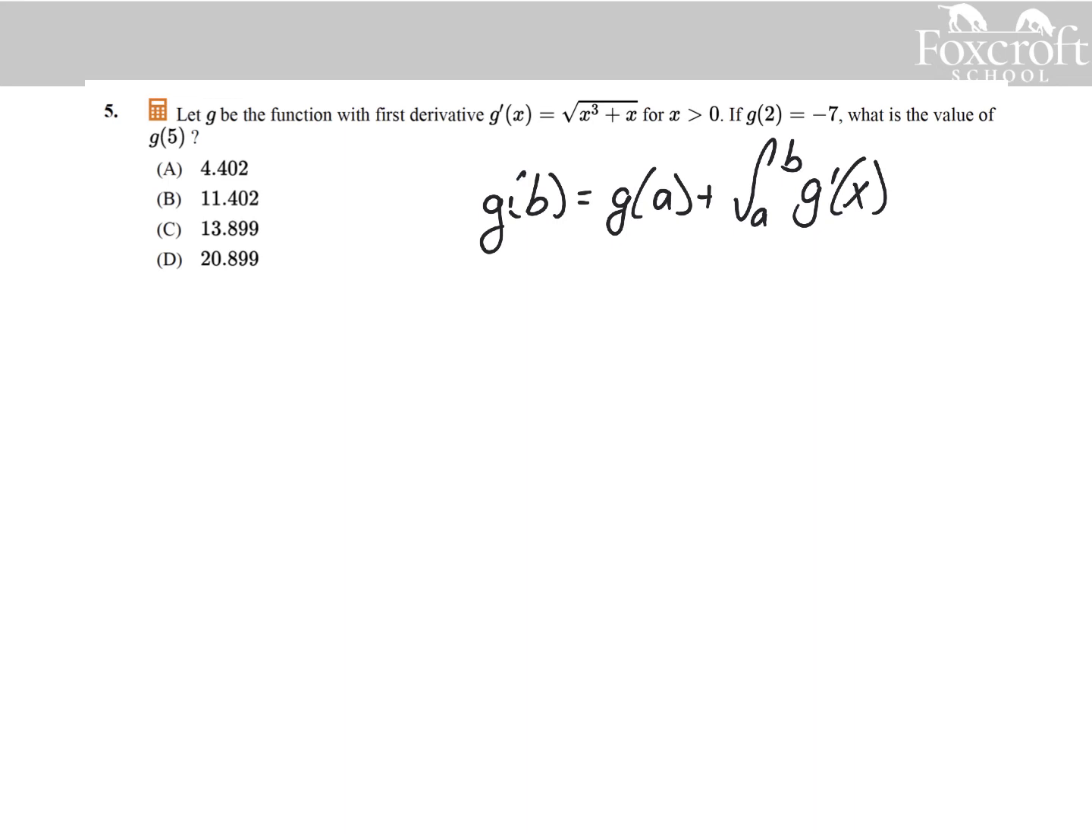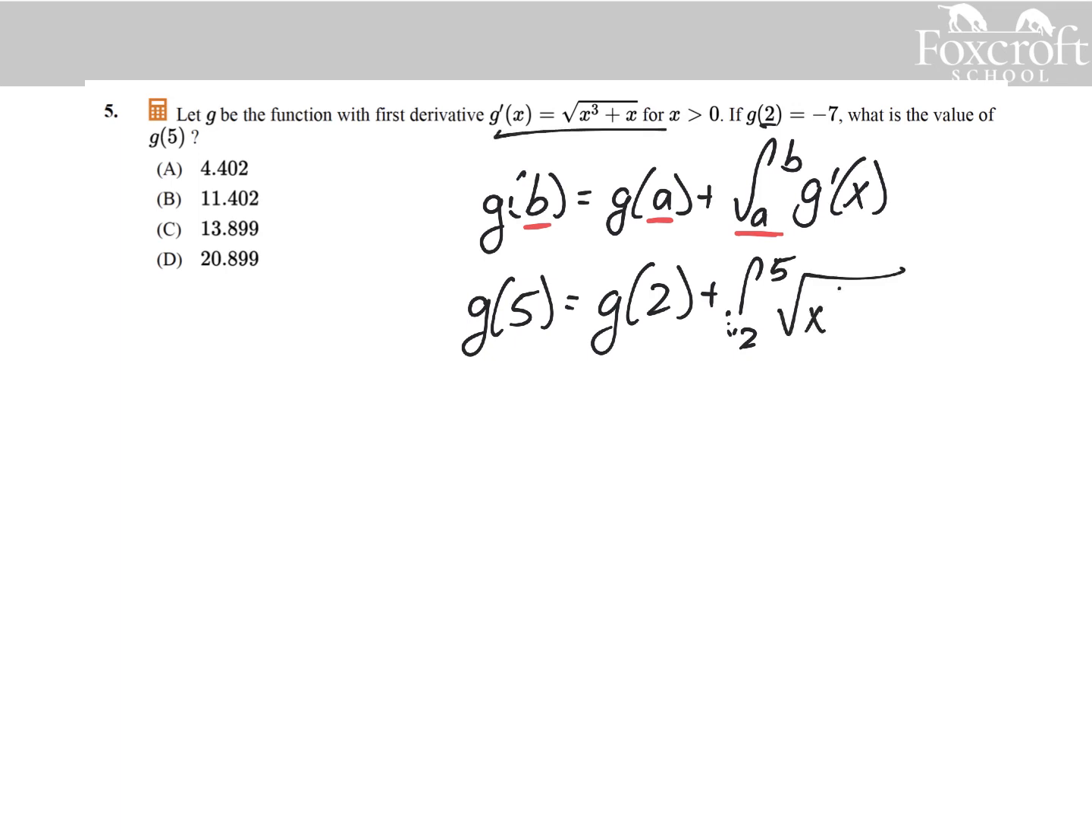So this formula is basically saying if I want to get from the input A to the input B, I can add the integral from A to B of the derivative. We want to get from 2 to 5 in this problem, so we want to find g of 5. We know that's going to be equal to g of 2 plus the integral from 2 to 5 of the derivative of g, which they give to us is the square root of x cubed plus x.